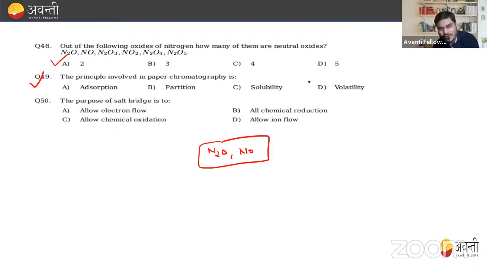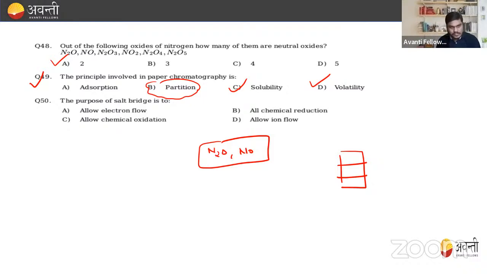There is nothing to do with the term volatility, so volatility has no meaning here. Solubility also doesn't play any important role in paper chromatography. So one important thing is there: partition. This represents the principle. Partition plays an important role in paper chromatography, so out of these 4 options, the principle involved in paper chromatography is partition. Partition plays a very exclusive role in paper chromatography.